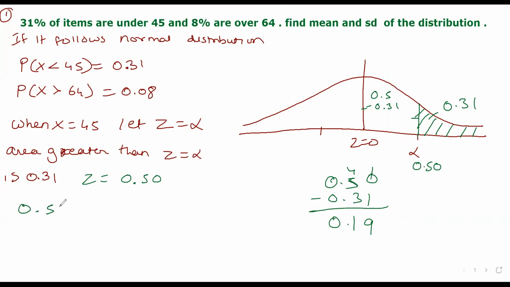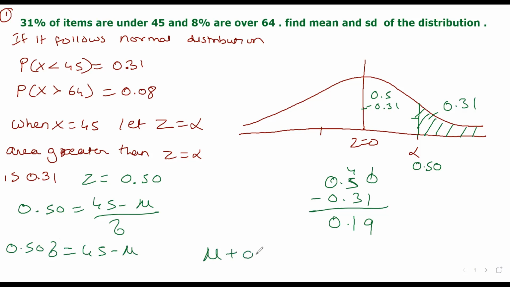So 0.50 is equal to (45 minus mean) upon standard deviation. I can write 0.50 standard deviation is equal to 45 minus mean, or I will say mu plus 0.5 standard deviation is equal to 45. This is my equation number 1.